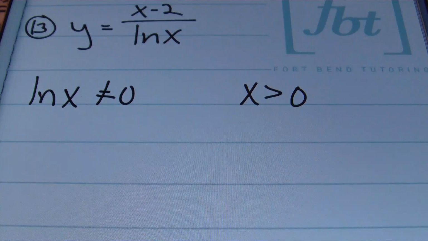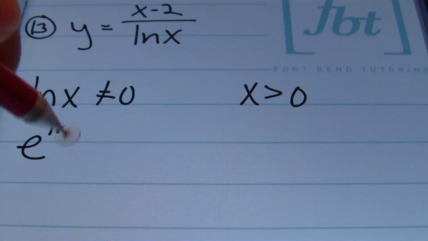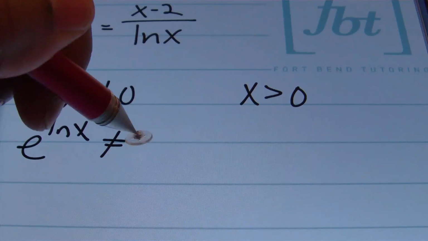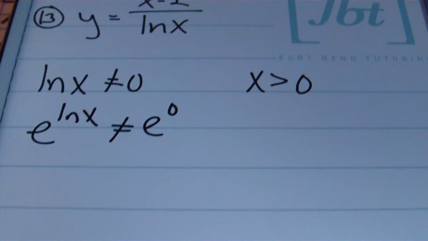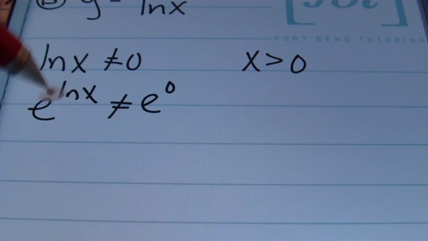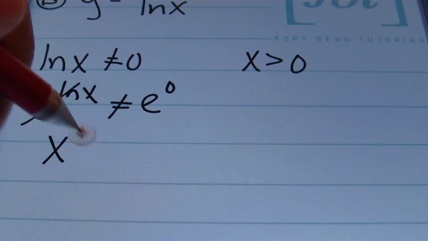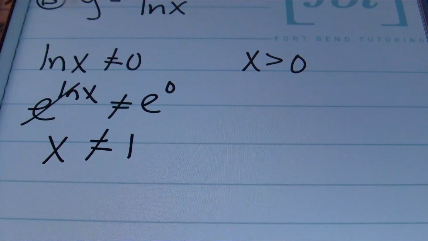Therefore, solving for the left equation here, I'm going to exponentiate this and have e to the natural log of x cannot equal e to the 0 power. What will happen is that the e and the natural log cancel out, and I have x cannot equal 1.